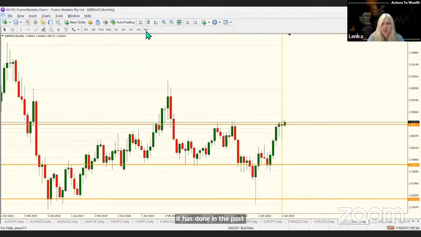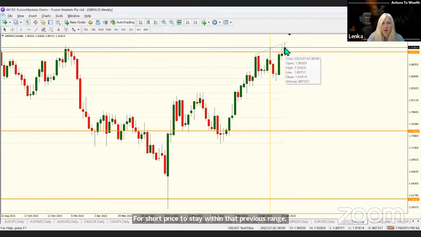So let's have a look where we are. We're trying to get up above that level. We had one close above, one below, one close above. No, sorry, the last bar is not finished. So we're still looking for the price to stay within that previous range.